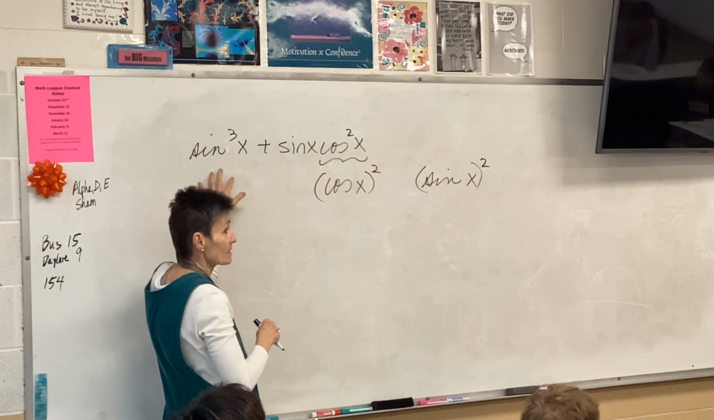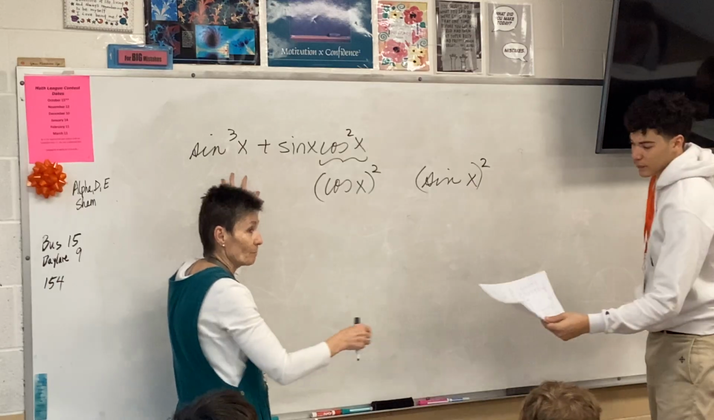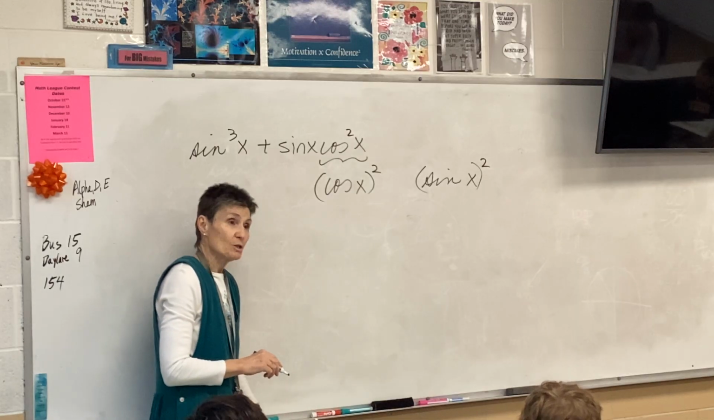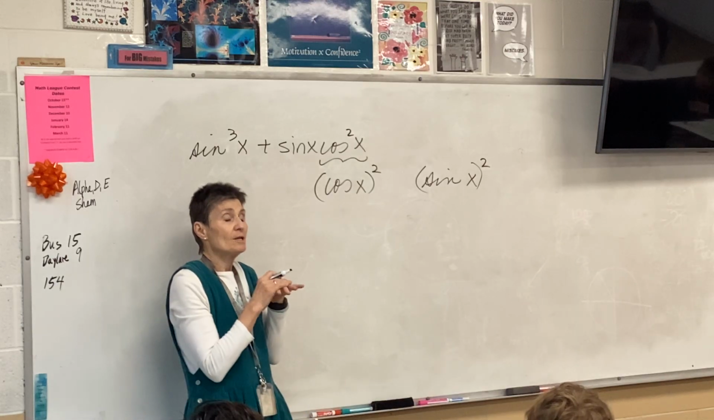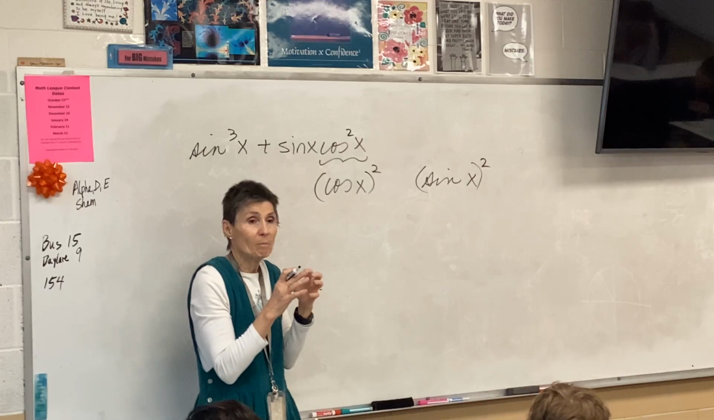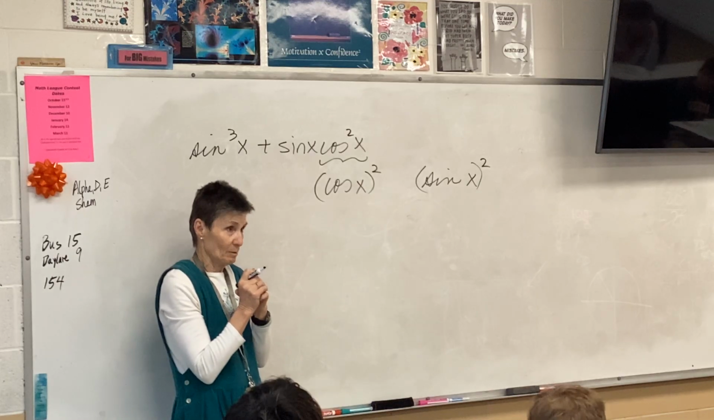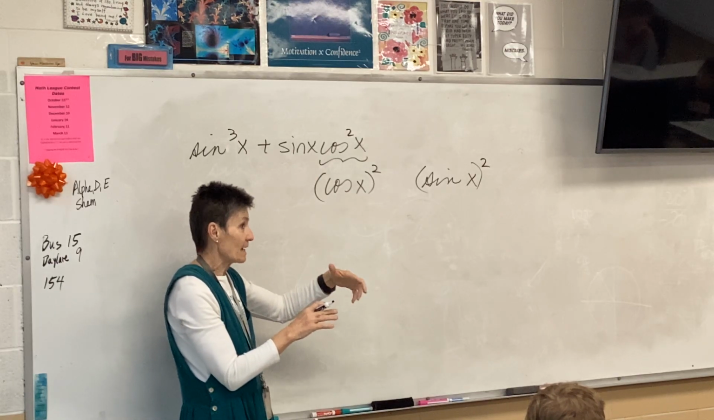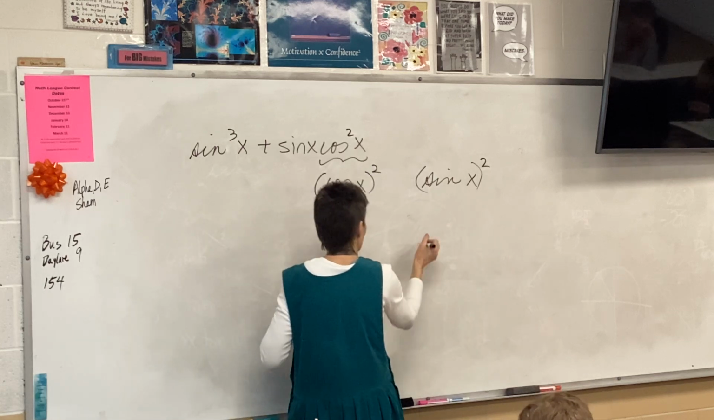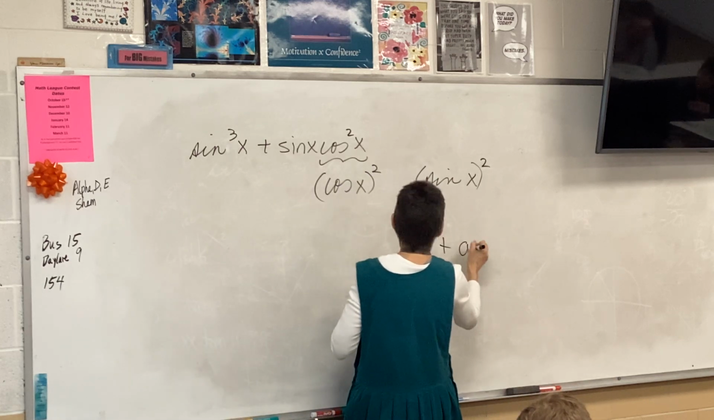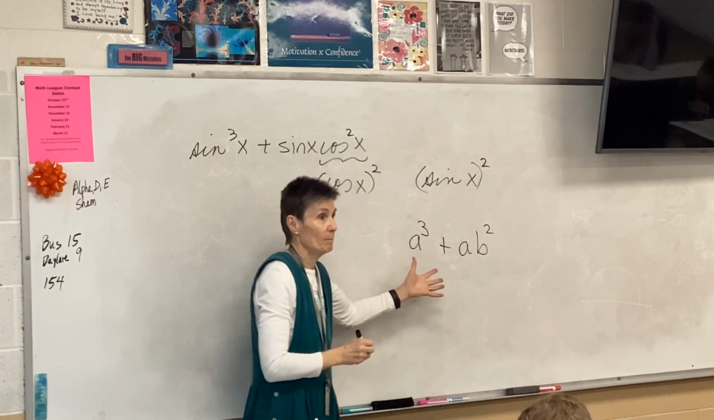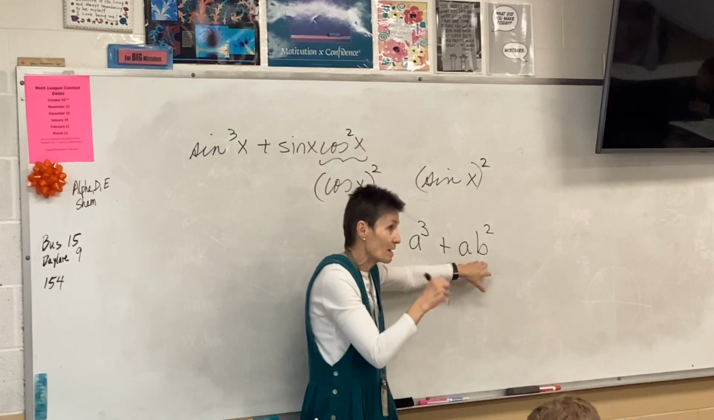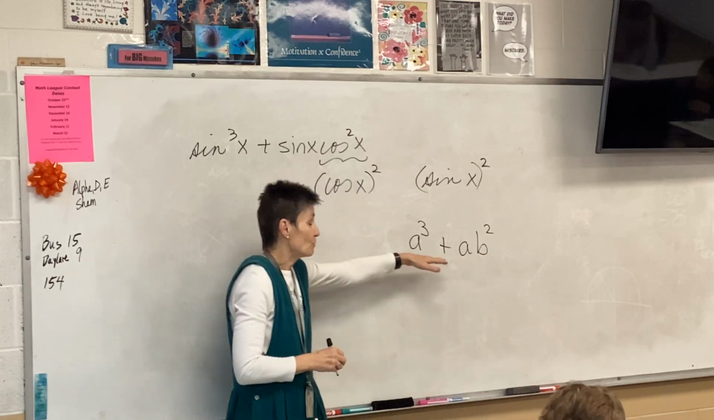So this means sine of x cubed. And our job is to simplify this. So I want you to look at it, and can you think of anything that we could possibly do to simplify it? Don't say add them, they're not like terms, okay? It's like having, let's say, a cubed plus ab squared. That's the kind of problem we have. We have something cubed plus that thing times something else squared. What would you do with that?